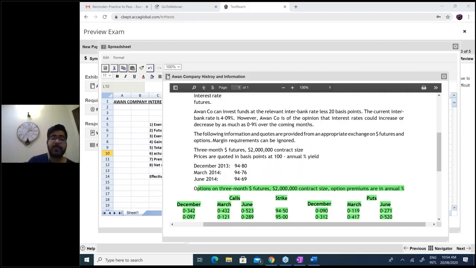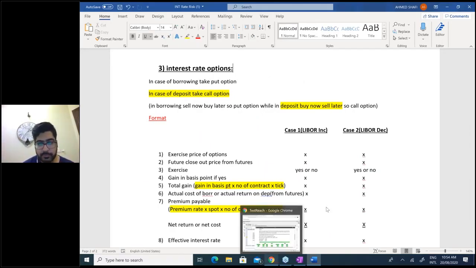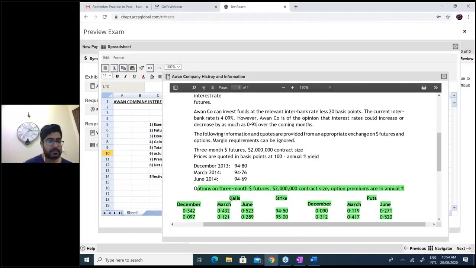I've told you multiple times, only one column is relevant in option. So see here, it's a very easy rule. In case of deposit, we take call option. That's it. So in case of deposit, we are only going to take call option. All puts cancel. In deposit, we take call option.